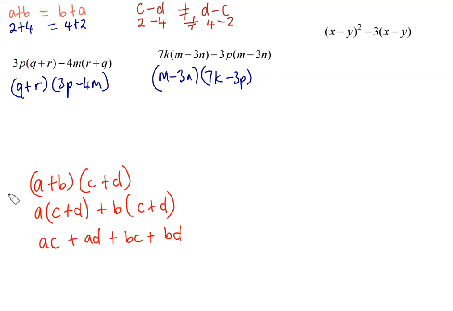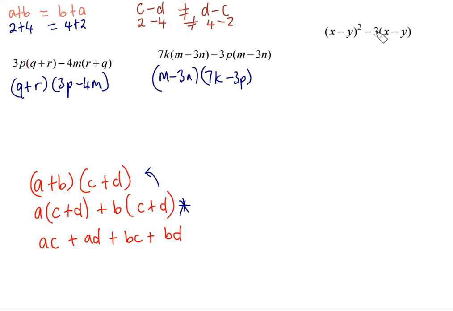But now this is the step that we are at. And what do we need to do? We need to go back to that when we're factorizing. That's what we are given here. So we've got m minus 3n, m minus 3n, which is very much common. So we take out the m minus 3n, then we are left with 7k minus 3p. So that's what we are doing here. We are going back.